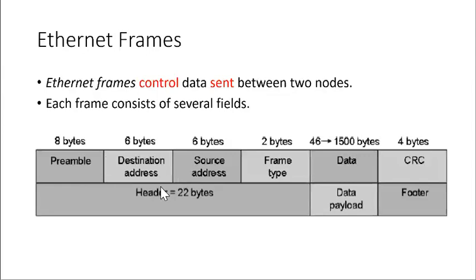SFD. Then the next field is the destination address, which is 6 bytes. This destination address is the address.